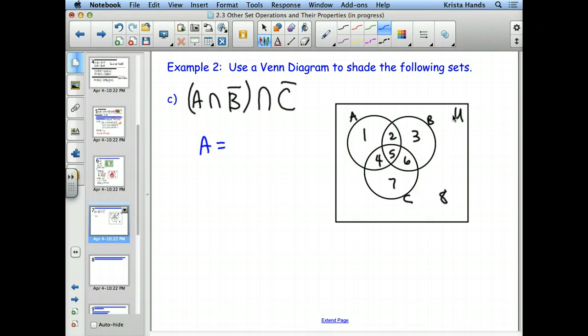So what numbers are inside of circle A? 1, 2, 4, 5. And then the next one that's inside of my parentheses is actually B complement, not B. So I don't need to write down B, I need B complement. What does B complement mean? Everything outside of B, or not inside of circle B. So what numbers are outside or not inside of circle B? 1, 4, 7, and 8. Don't forget the 8, because it's part of it too. Now what?